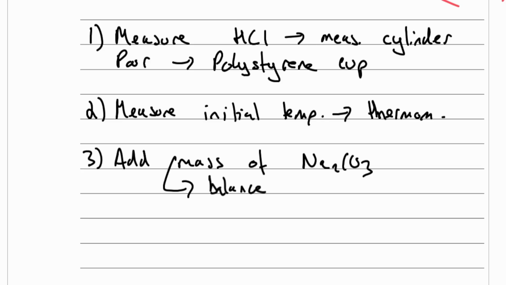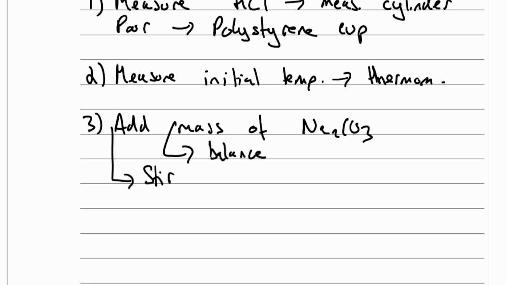And when we add the mass of sodium carbonate powder, one thing we want to do is make sure we stir it. And again, this is a key feature of this experiment because we want that reaction to be distributed throughout. So we stir it to also speed up the reaction. Then now we've actually got our reaction going.